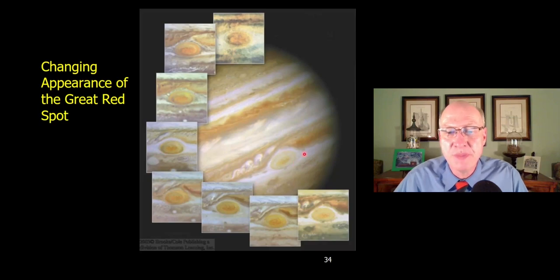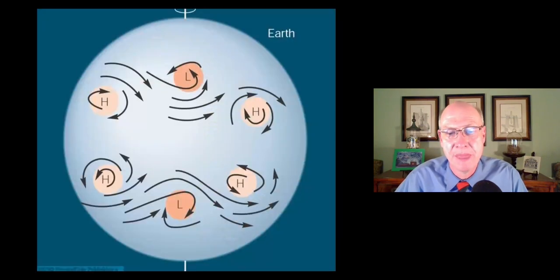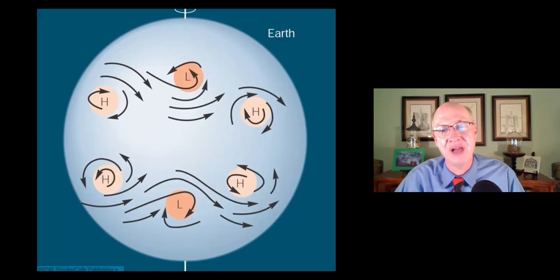What the Great Red Spot is, we can tell from its rotation, is that it is a high-pressure system. So in the southern hemisphere, high-pressure systems turn counterclockwise and low-pressure systems turn clockwise, whereas in the northern hemisphere, it's exactly the opposite. Low-pressure systems turn counterclockwise and high-pressure systems turn clockwise.